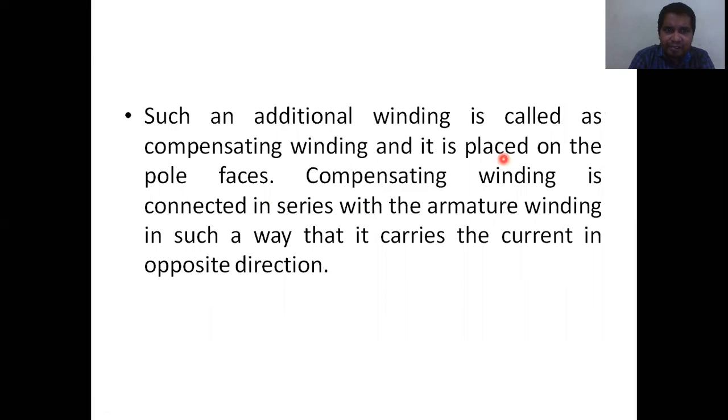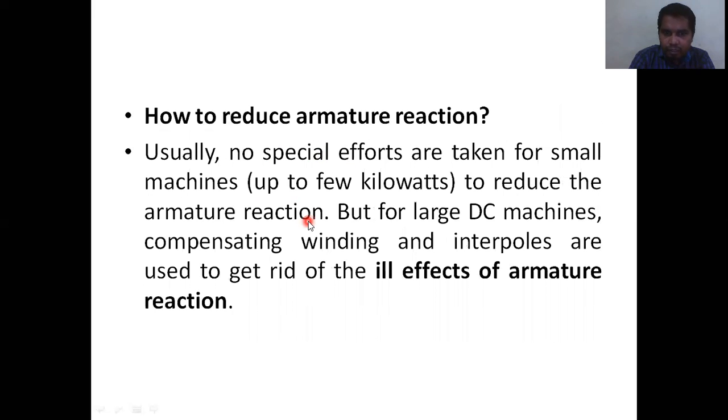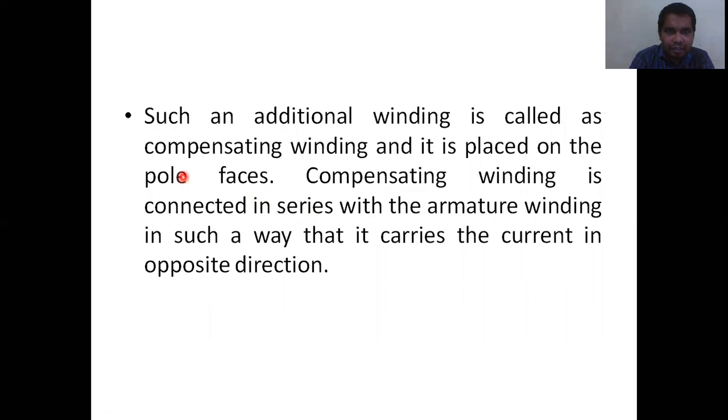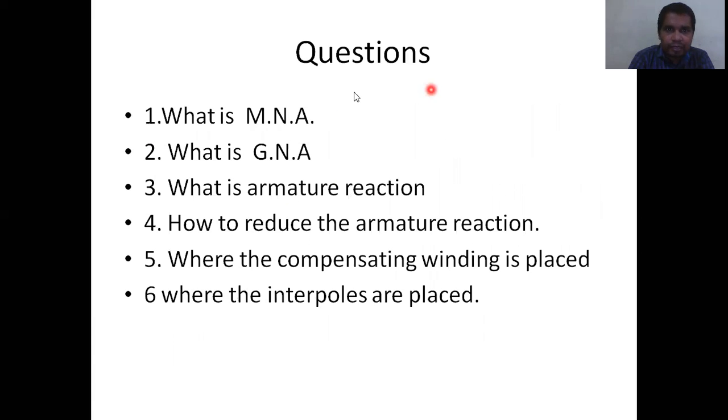And the compensating winding is placed where? Compensating windings are placed in the main pole faces, but the interpoles are placed between the main field poles to compensate the armature reaction, right? So this is what we have discussed about the armature reactions.